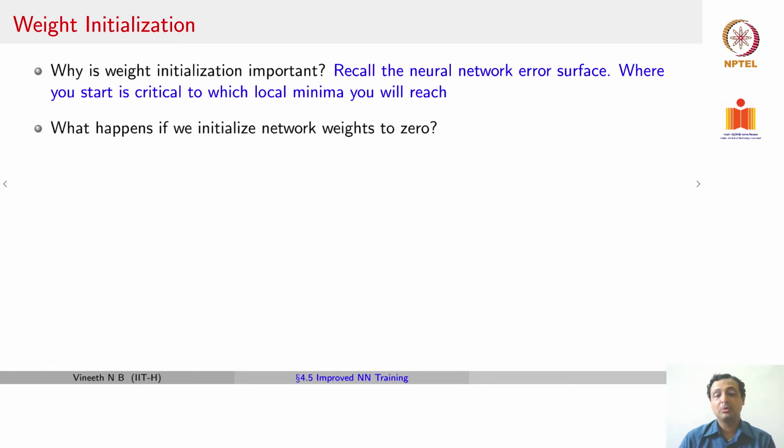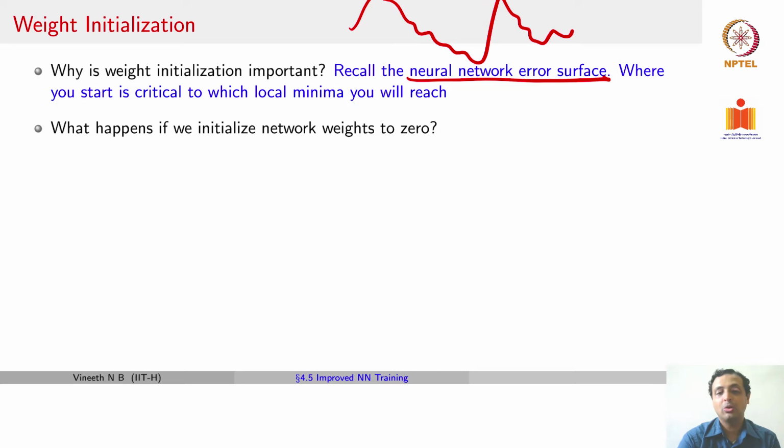It is important because if you recall the neural network error surface, where you start is critical to which local minima you will reach. We saw that the error surface can be very complex, which means it depends on which starting point you have and you may accordingly converge to a local minima. If you want to get to a better local minima, you may have to start at a better position initially to be able to get that solution.